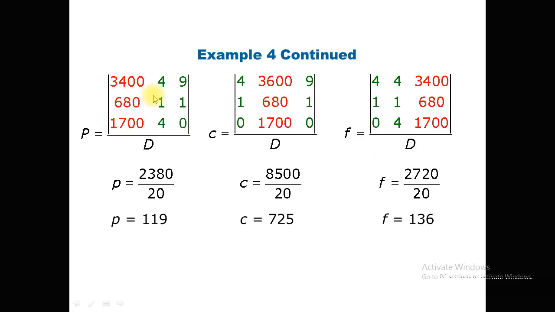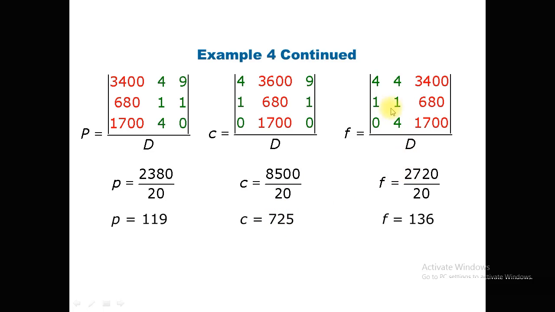So the value of this determinant is 2380, and the determinant of the coefficient matrix is 20. So divide this result by 20, we obtain the value of p is 119. Now the value of this determinant is 8500, and the determinant of the coefficient matrix is 20. So divide 8500 by 20, we obtain 725.